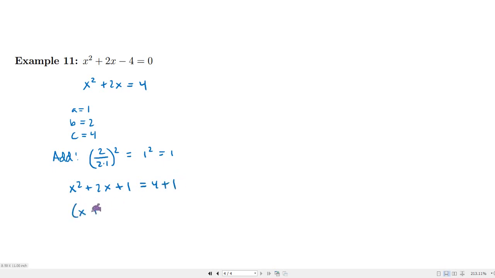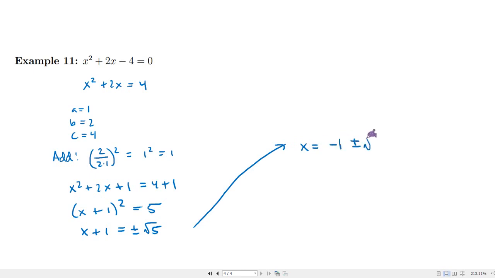So this side will be x plus 1 quantity squared, and this is a 5. Taking square roots, we have x plus 1 equals plus or minus root 5. So that means x is minus 1 plus or minus root 5.